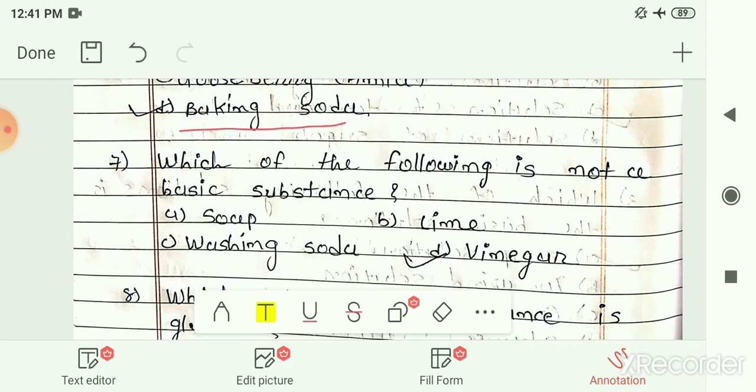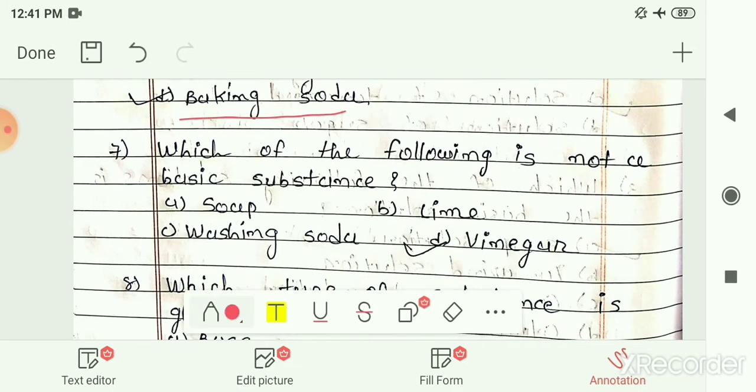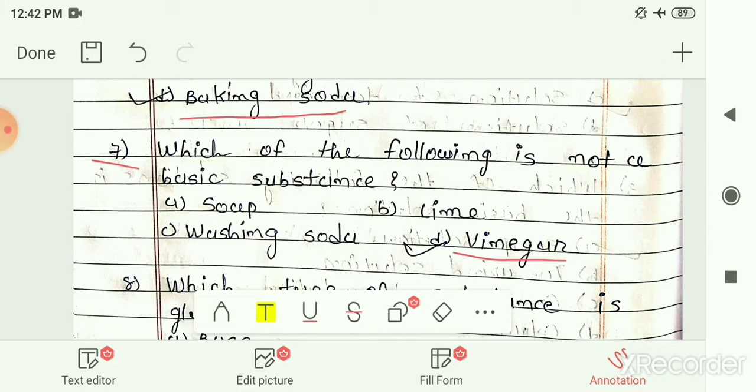Next, seventh number, which of the following is not a basic substance? The options are soap, lime, washing soda or vinegar. So here your answer is option D, vinegar. Vinegar is an acidic substance. The rest of the three, that is soap, lime and washing soda, are examples of basic substances.